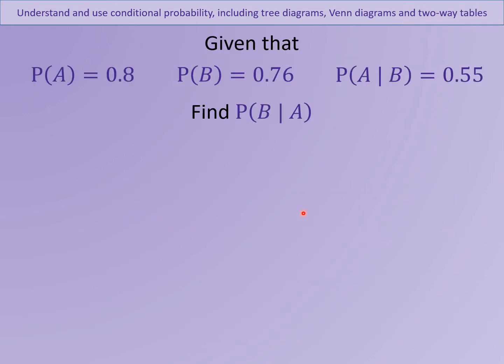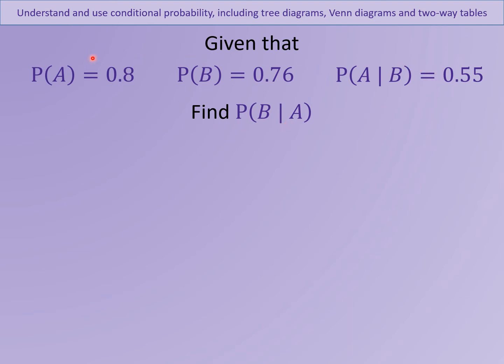Okay, so let's have a look at an example of that then. So I've got the probability of A and the probability of B. So I know the probability of getting the event A, and I know the probability of getting B. They're quite high probabilities. I also know the probability of A given B. What's the probability of A happening given that B has already occurred? So they are obviously related to each other. So you've got this probability of 0.55. Given I know these facts, can I work out the probability of B given A?